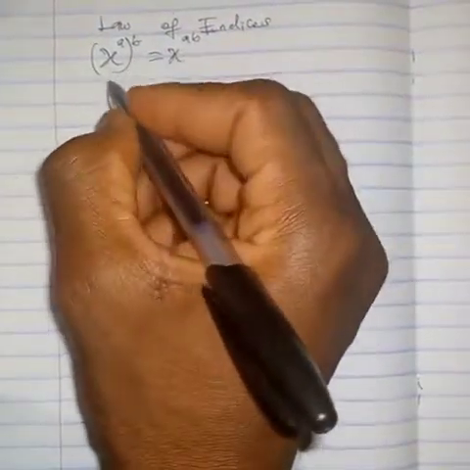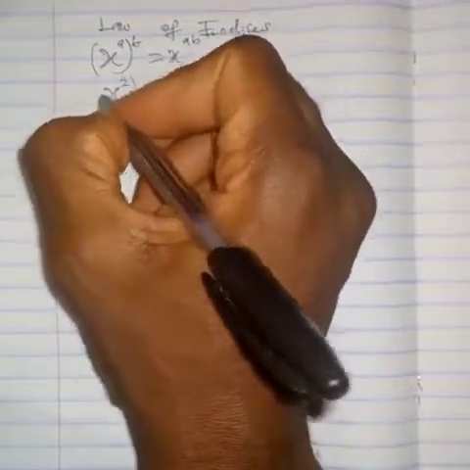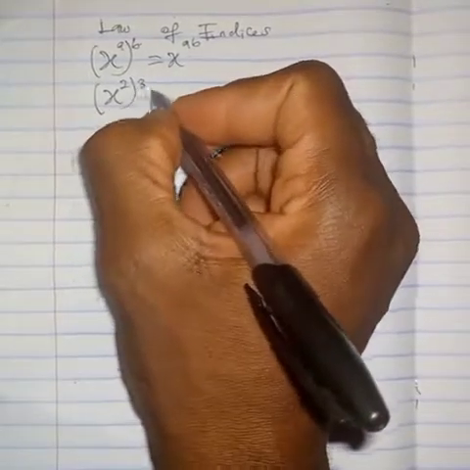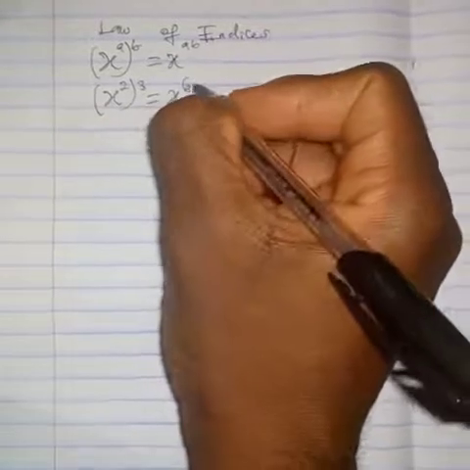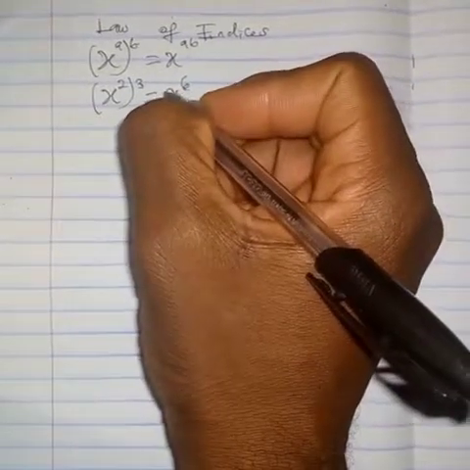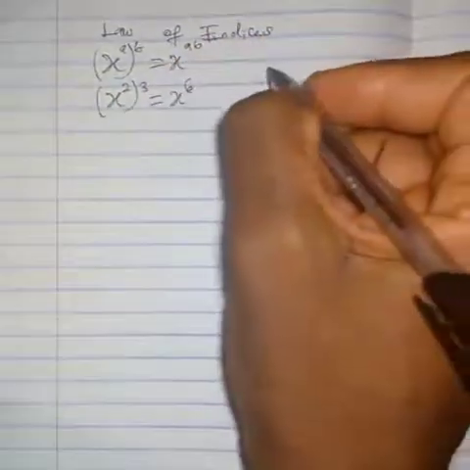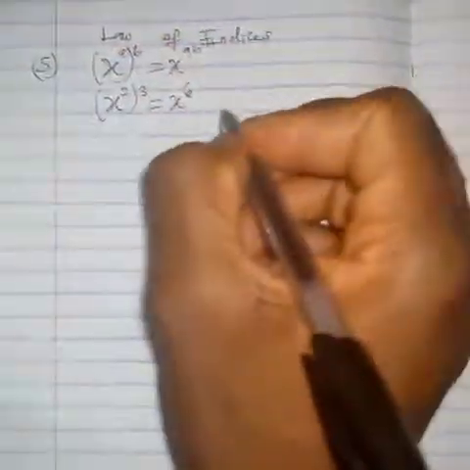It's important because if you have an expression like this, for example, x raised to the power 2, and you have 3 out here, that's 2 times 3, becomes x raised to the power of 6. It's a very, very important law, and this law can apply to situations like this. This is the fifth law of indices.